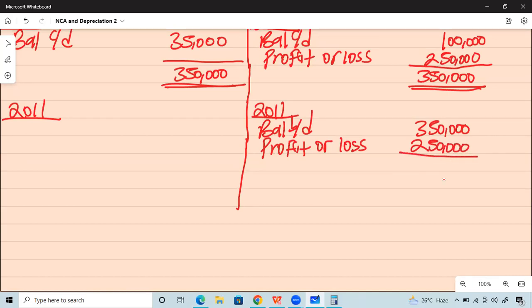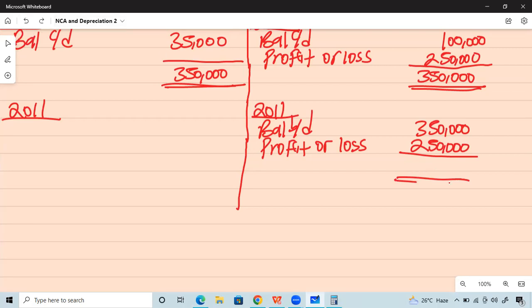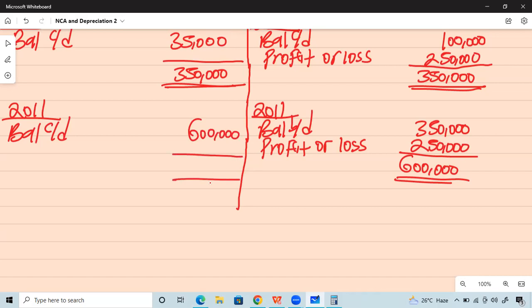So you close these two. 350 plus this, that's 600. Oh, sorry. So our balance carried down is 600. And we close the account. 600. And we'll go to the next year, 2012.